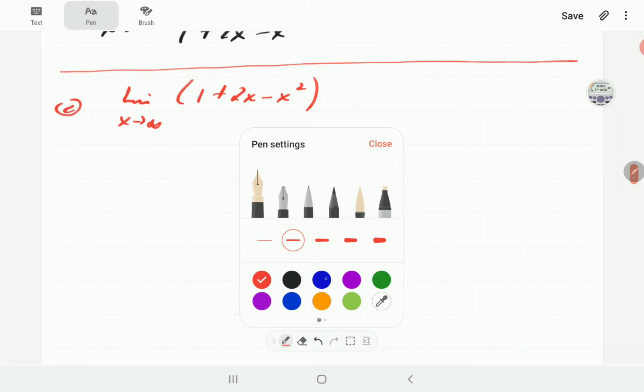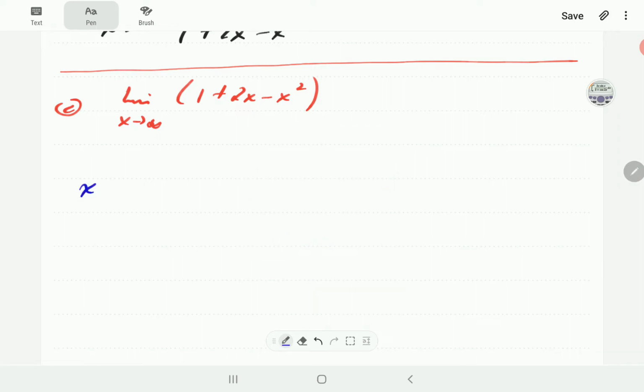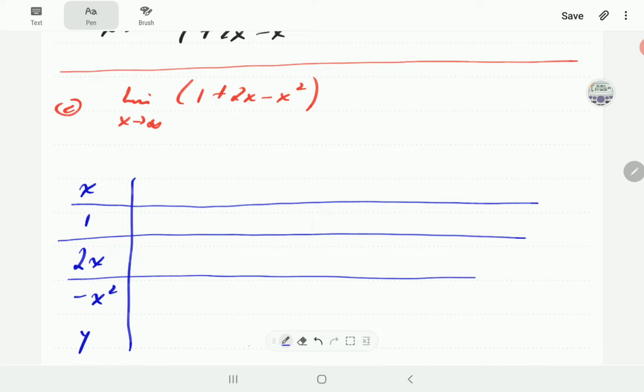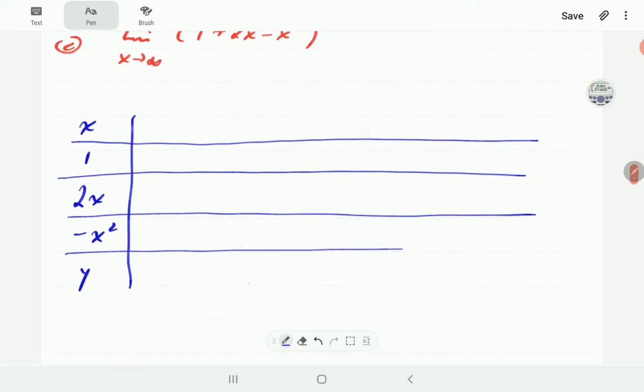So let's see what happens here. In one column we're going to have x, in the next column I'm going to have the first term, which is 1. Then in the next row I'm going to have 2x, then x squared here, and then in the last row I'm going to work out the value of y. And then we're going to make some conclusions from there.